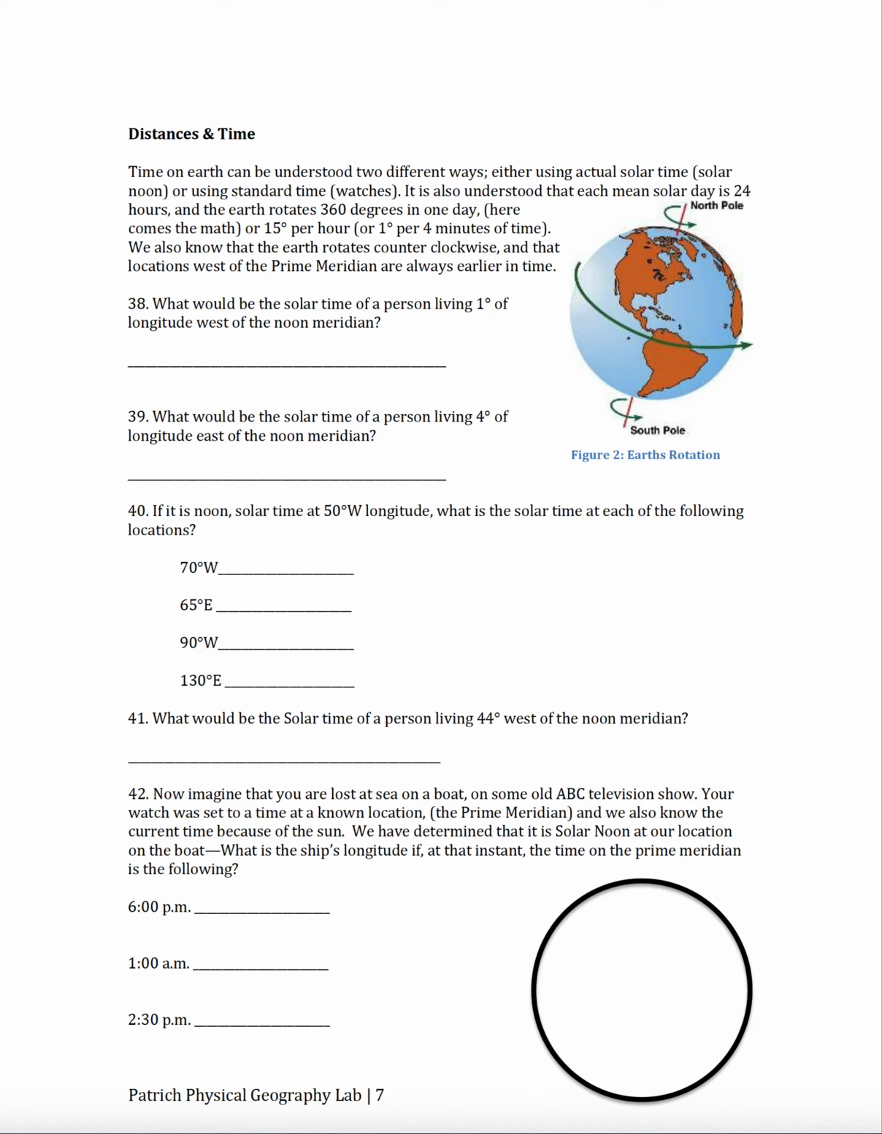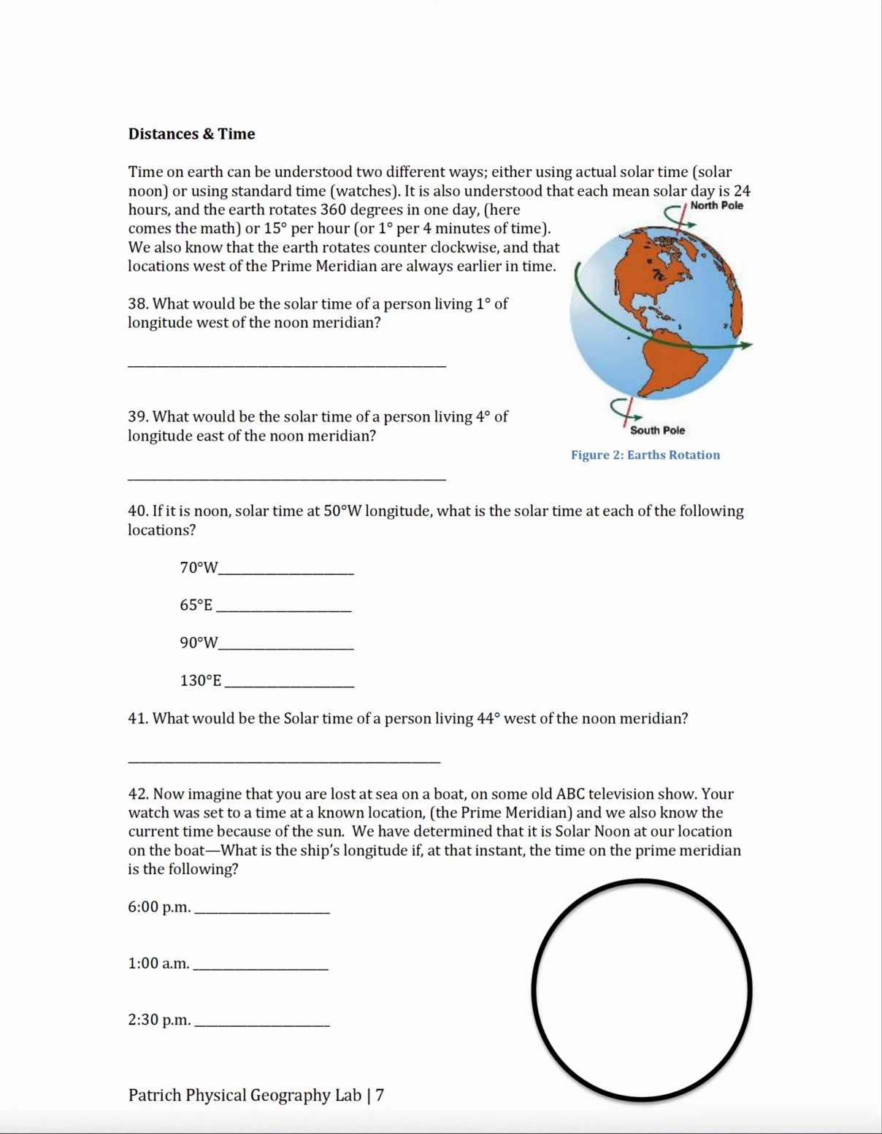So as it says here, it is also understood that every solar day is 24 hours. The Earth rotates 360 degrees in one day, which means it can be subdivided. If it was like a clock, it would rotate counterclockwise 15 degrees per hour. Pretty neat, huh?